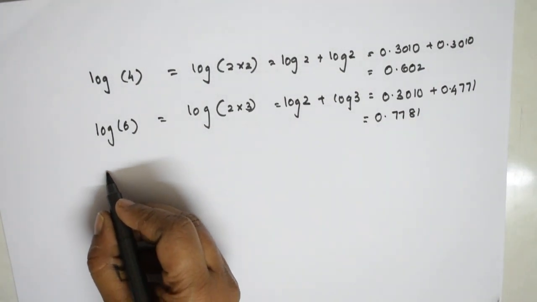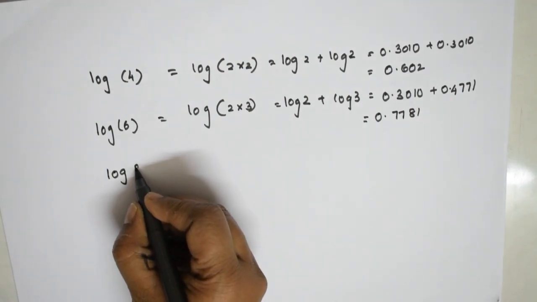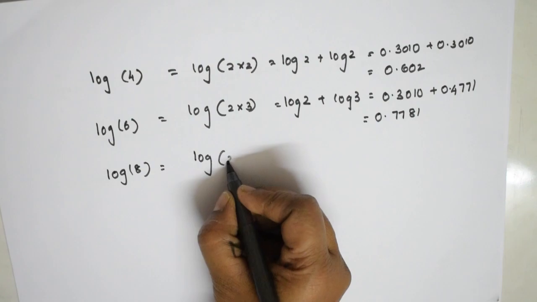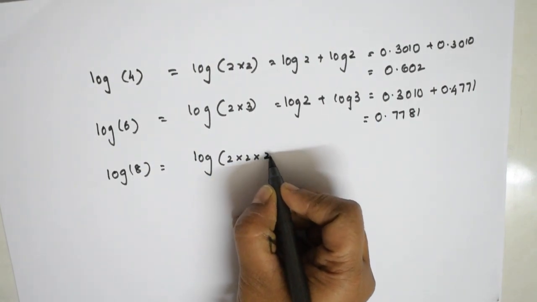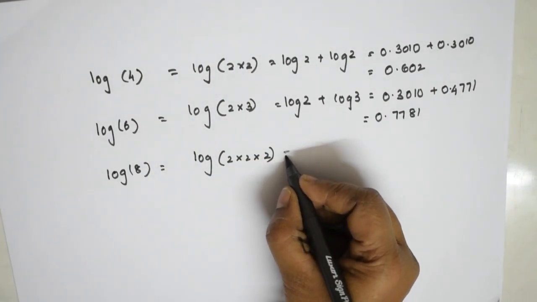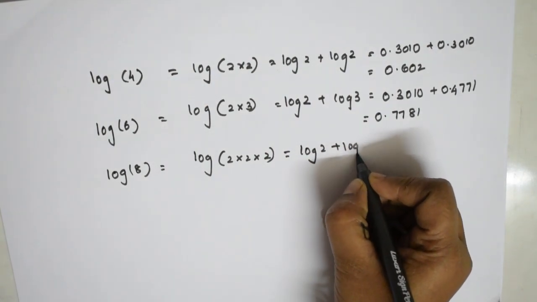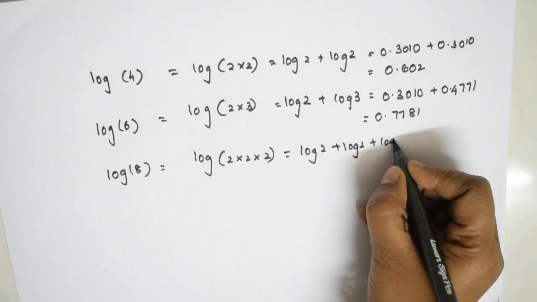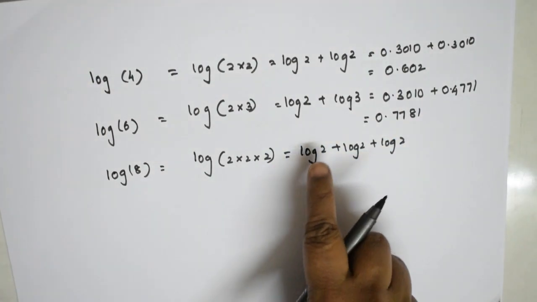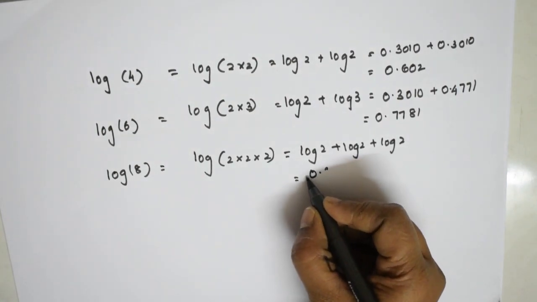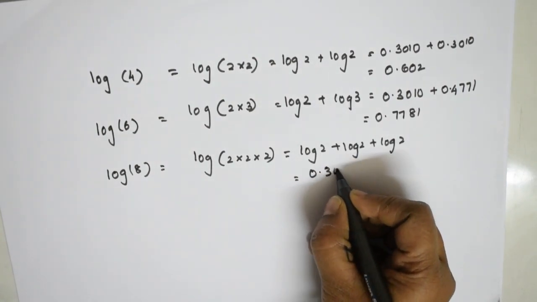Now let's come back and find the value of log 8. Log 8 can be written as log 2 into 2 into 2, correct? Further I can write it as log 2 plus log 2 plus log 2. Now log 2 value we already know. Let us substitute the value. It is equal to 0.3010 into 3.